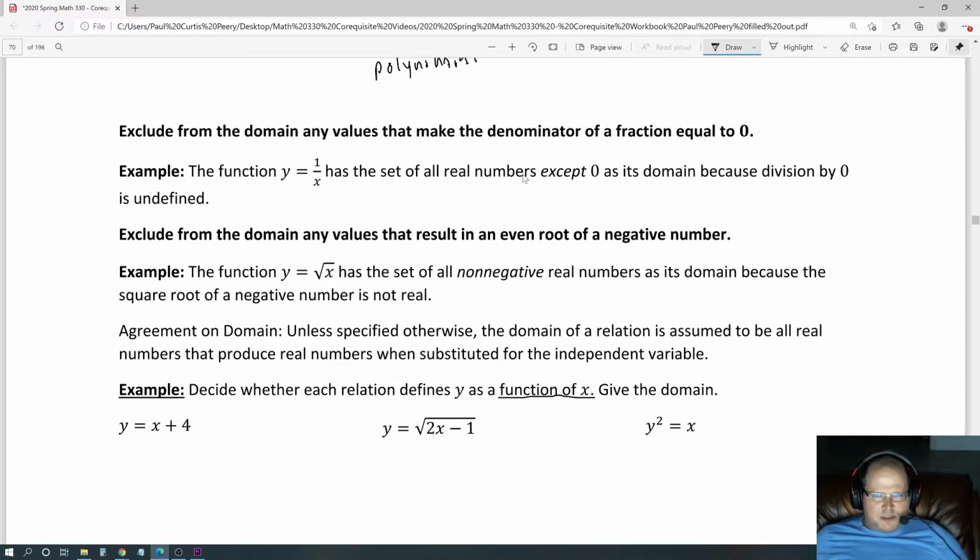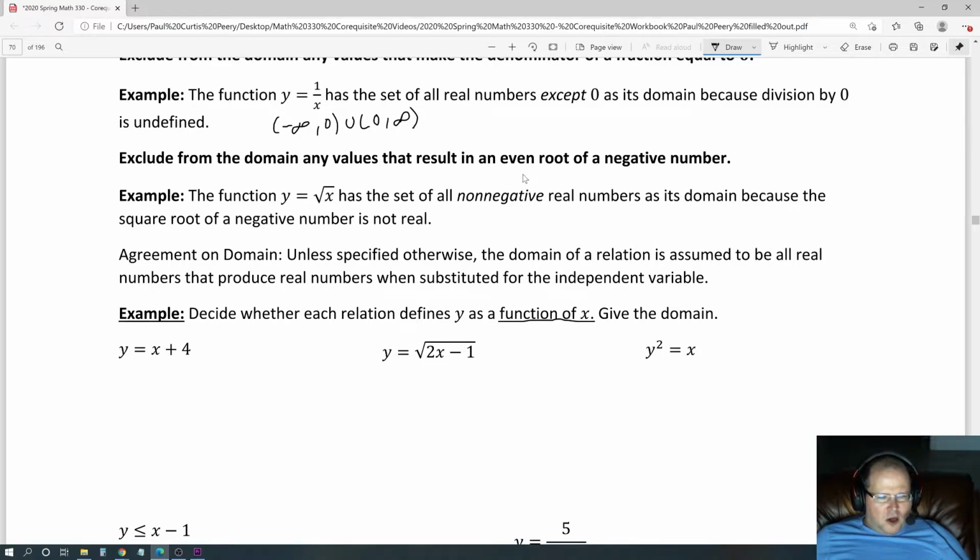Okay, so we have a couple limitations. I do list them out under this example right here where it says if y is equal to 1 over x, then we know that x cannot be 0 because that would make it undefined. So if I was to write this, I would say negative infinity to 0, not including 0, union 0 to positive infinity. And I'll show you how to do the algebra in a little bit.